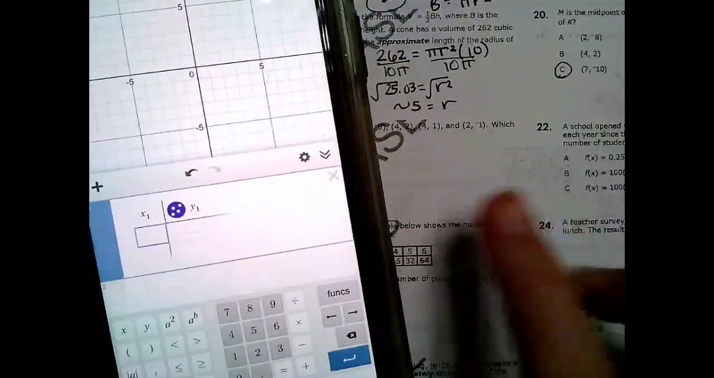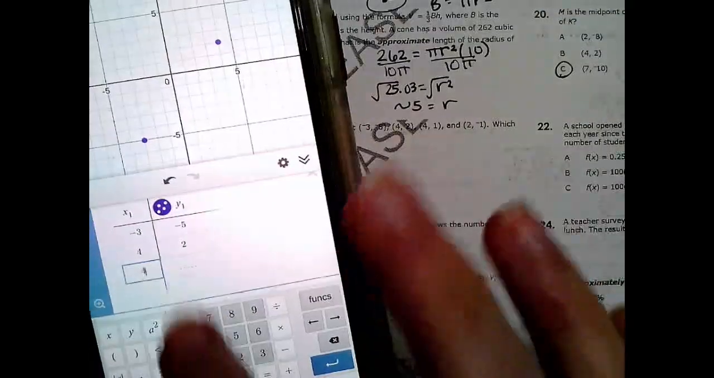I'm going to see if I can plug this into Desmos and make it easier for myself to see the figure. So I'm going to hit plus, add a table, and just put these vertices in my table. So (-3, -5) is the first one, then (4, 2), (4, 1), (2, -1).